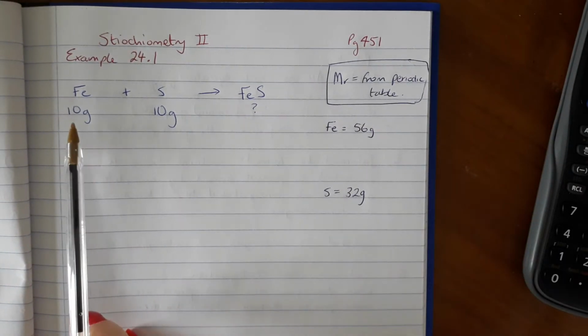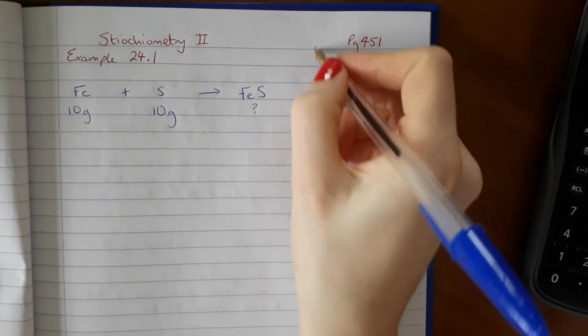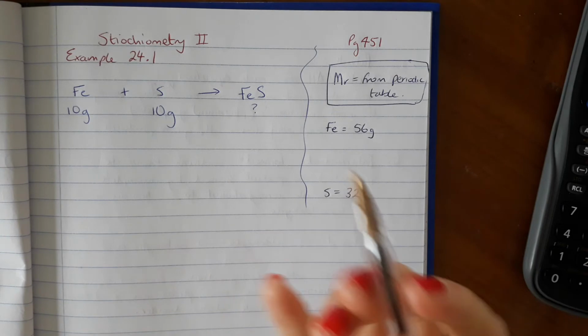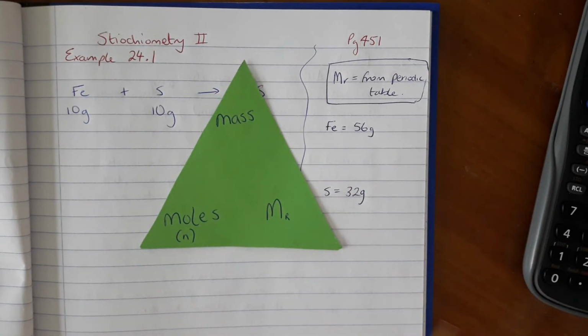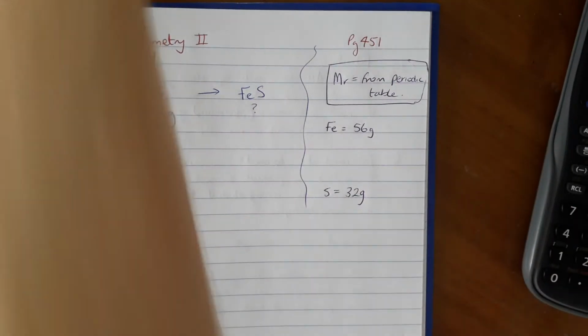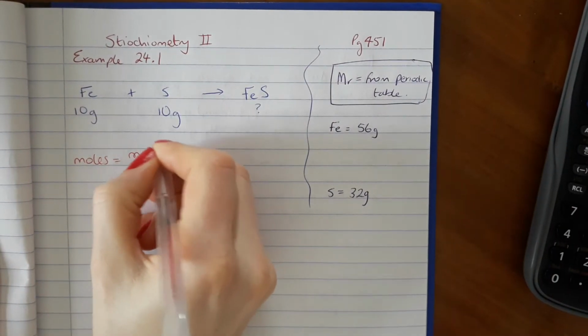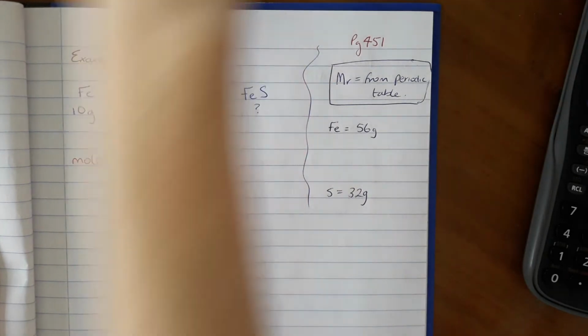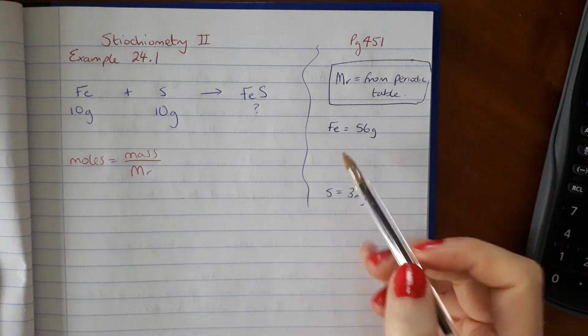First of all, we never work in grams, we always work in moles. So in order to calculate moles, what do we do? Moles is mass divided by relative molecular mass, always. So I'll just write it out here anyway. Moles is mass divided by the relative molecular mass. The relative molecular mass you have to get from the periodic table, and I've done them out here for you.